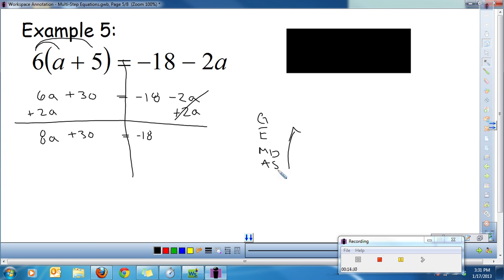So first, let's get rid of our addition and subtraction. So to undo my plus 30, I'm going to minus 30. The 8a I'm going to bring down. 30 minus 30 cancels out. And negative 18 minus 30 is negative 48.